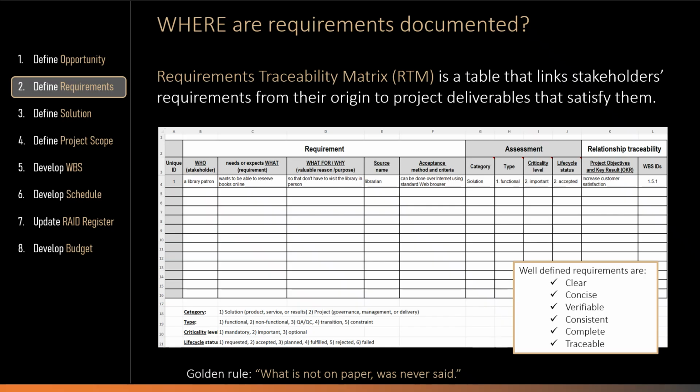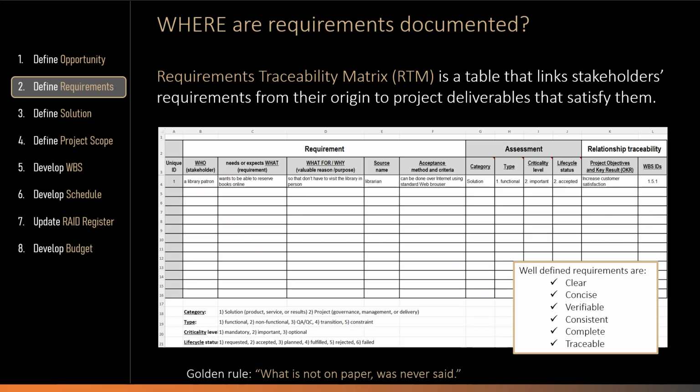This matters because requirements which are vague or only discussed verbally can easily lead to misunderstandings later in the project. A useful project management rule is: what is not on paper was never said. So if a requirement is important, it should be written down, reviewed, agreed, and managed. By documenting and proactively managing requirements in the requirement traceability matrix, we reduce confusion and avoid unpleasant surprises when implementing the project.